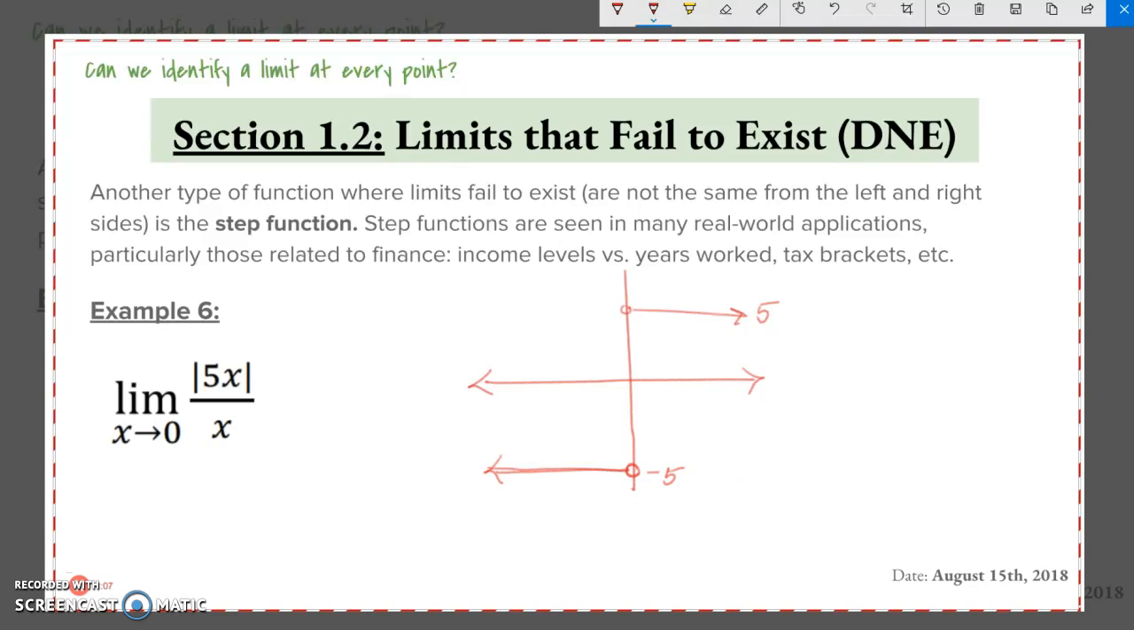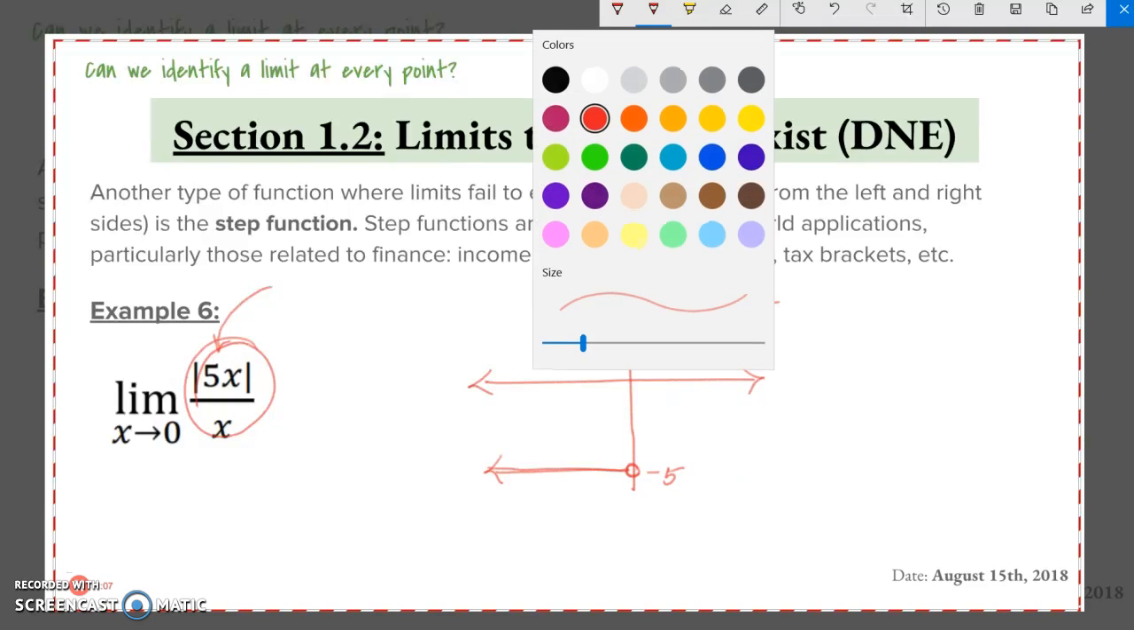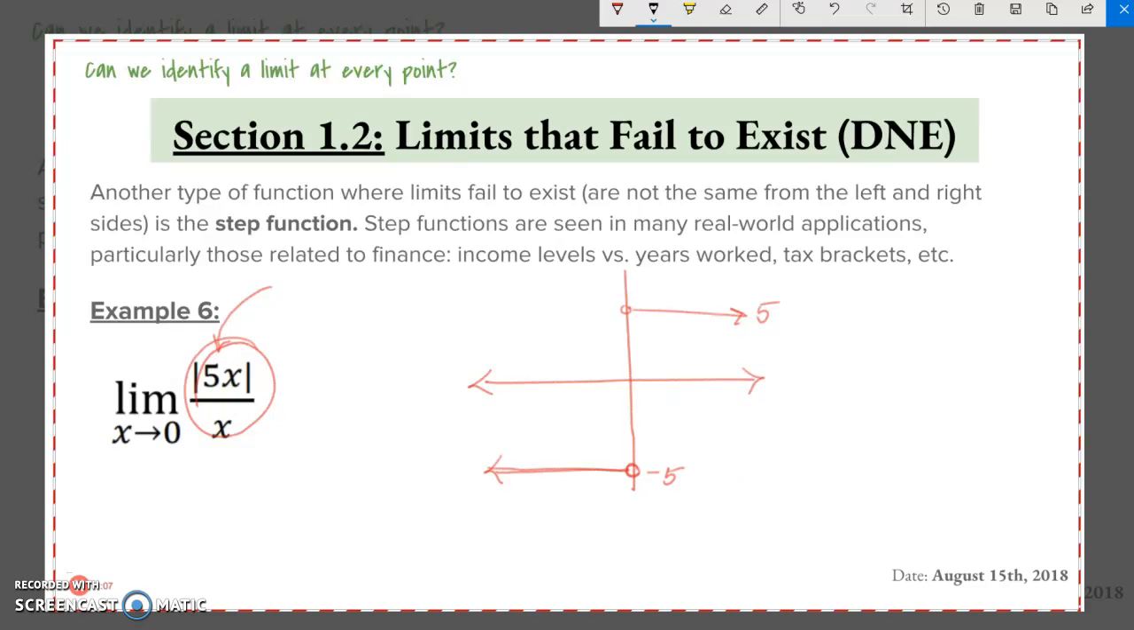You can check this function here in your graphing calculator. And again, just make sure you're using the absolute value function there. Whatever this constant is, that 5 there, is going to change the value of the steps. So for instance, if we just had a 2 there, it would go from -2 up to +2. So what we want to consider is, how does that affect our limit evaluation?